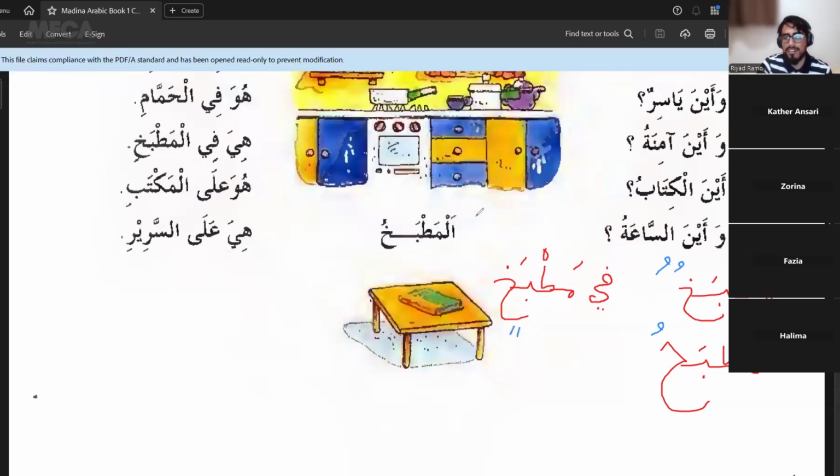In a kitchen. Fee matbakhin. There's no alif lam here. Remember, there's no alif lam in the picture.